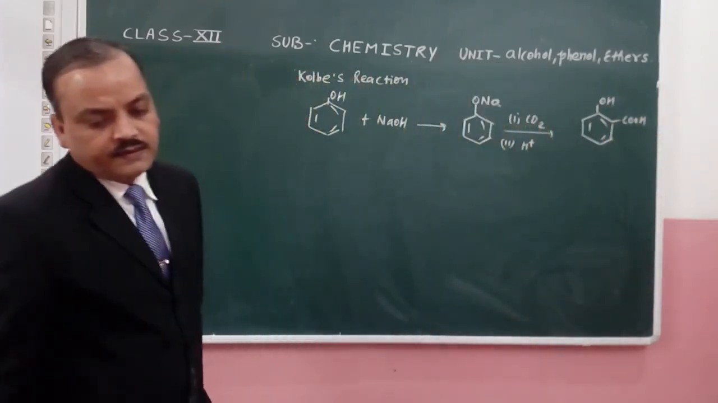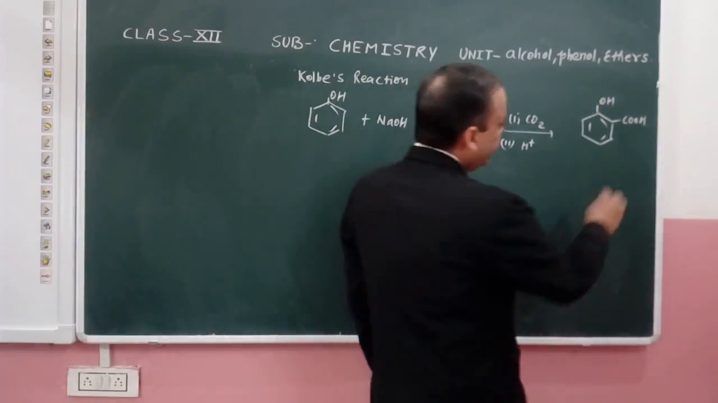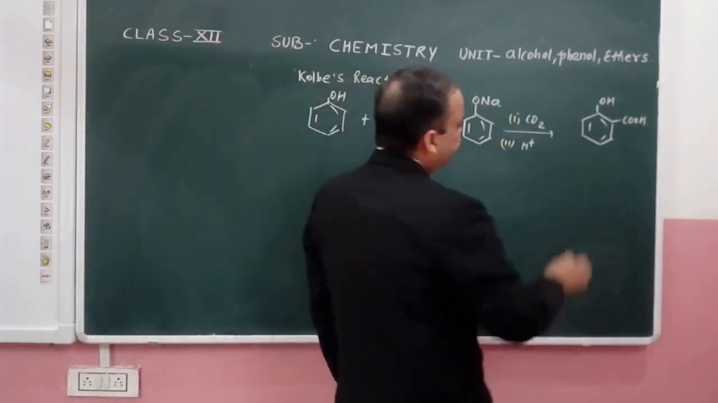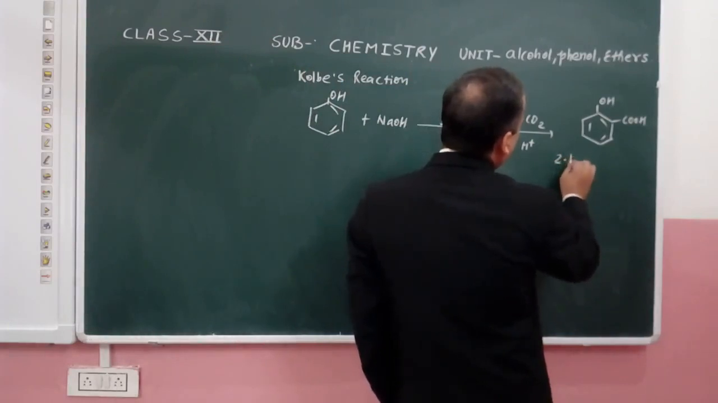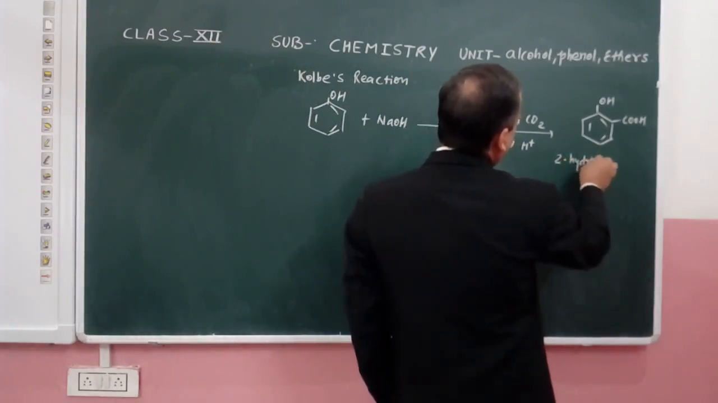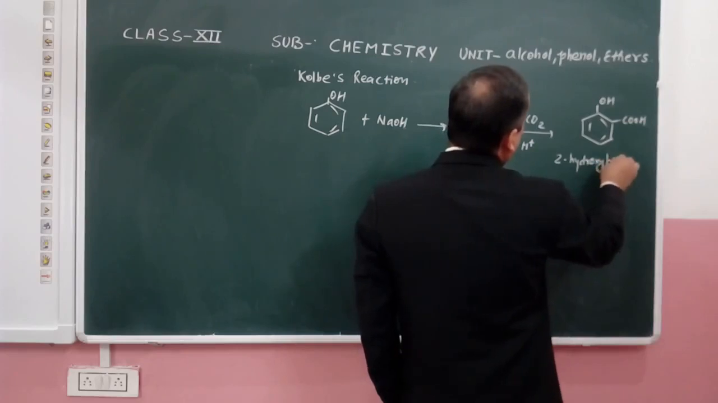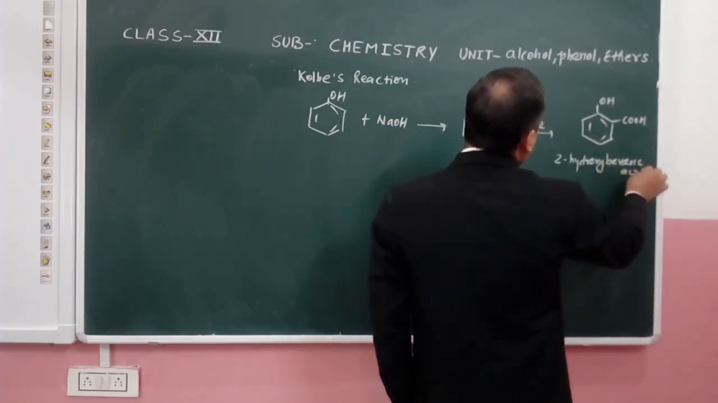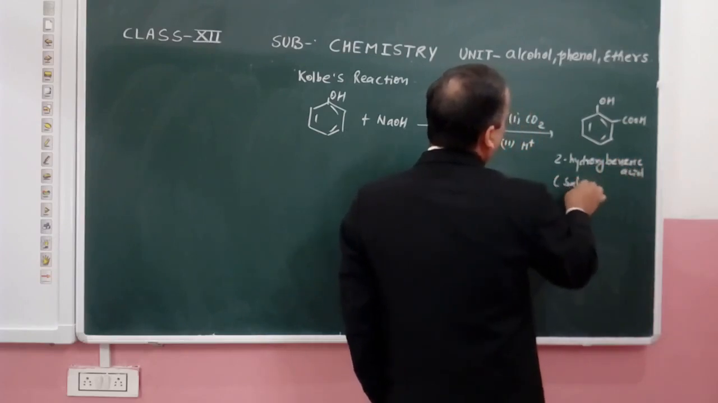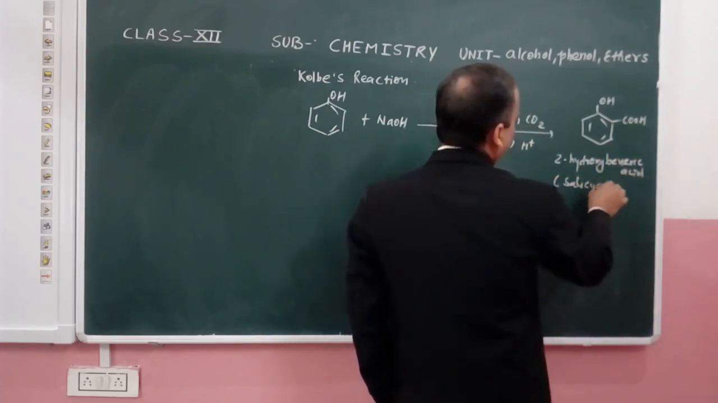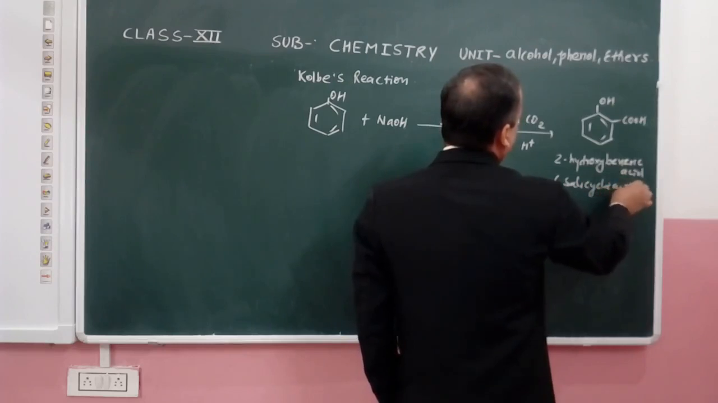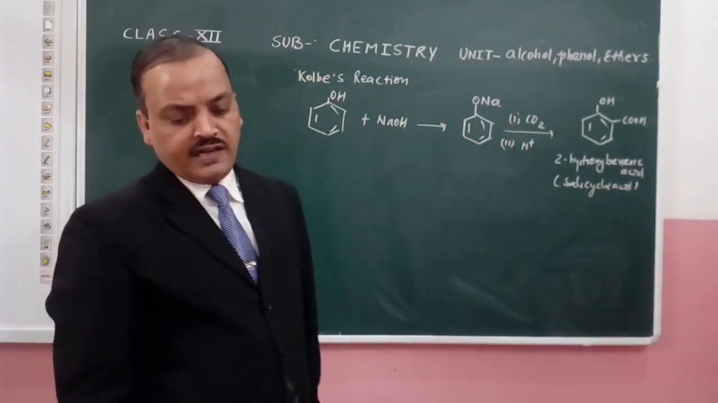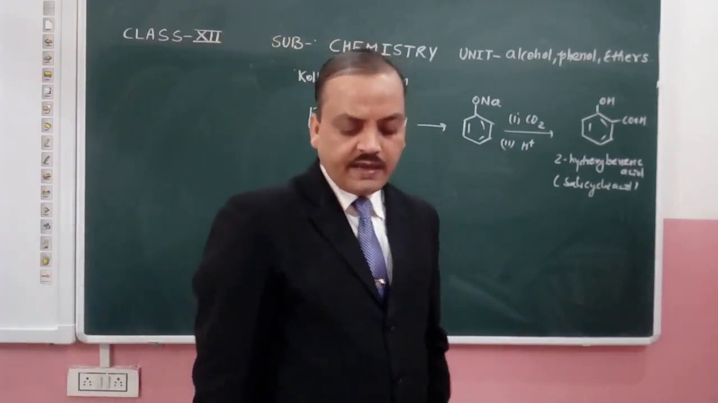So 2-hydroxybenzoic acid, the name of this compound is 2-hydroxybenzoic acid, and the common name is salicylic acid. Okay, so this is the Kolbe reaction, namely known as the Kolbe reaction.